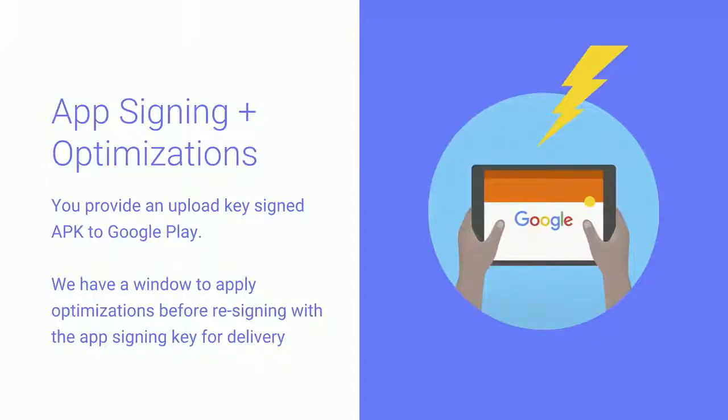There is now a window of opportunity before that APK is signed with your app signing key where we can apply optimizations to your app. We want to use this opportunity to provide services to developers. Think about it as applying the power of Google and tech best practices to your app.